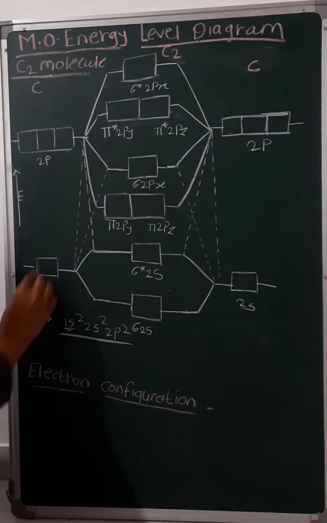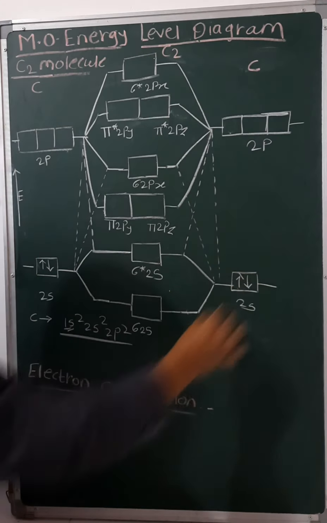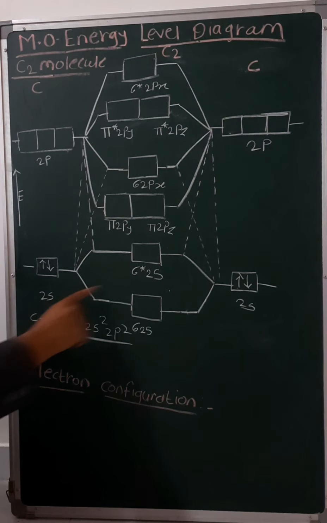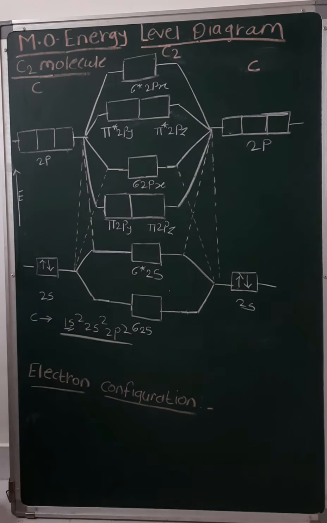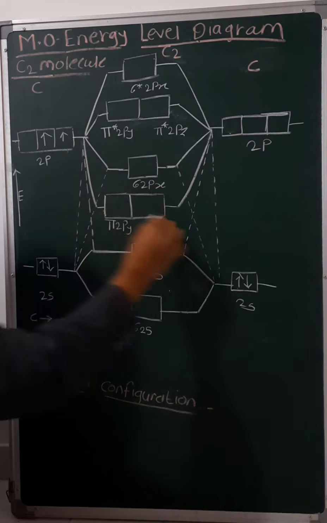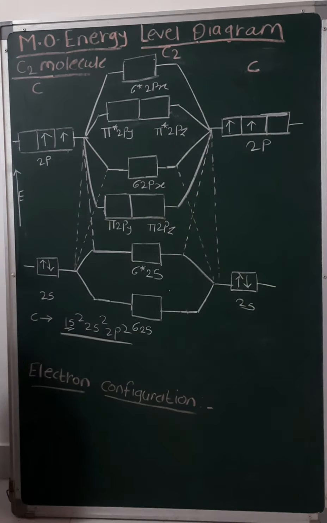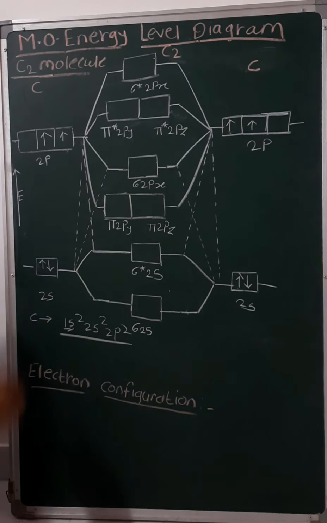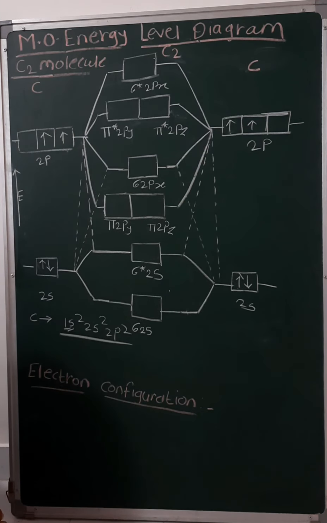The 2s orbital has 2 electrons, and since there are two 2s orbitals, that means a total of 4 electrons. Then in the 2p orbital there are 2 electrons each, because there are 2 carbon atoms. Then electron filling takes place according to the Aufbau principle and Hund's rule of maximum multiplicity.